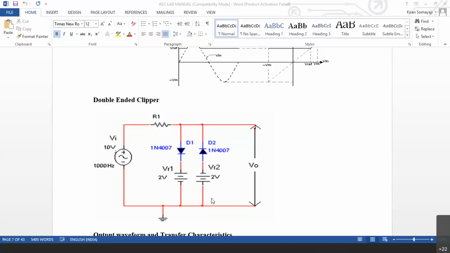Now there is one diode which is connected with cathode towards the power supply, another diode connected with the cathode away from the power supply. Then you have a series resistance. Now you can see the circuit.